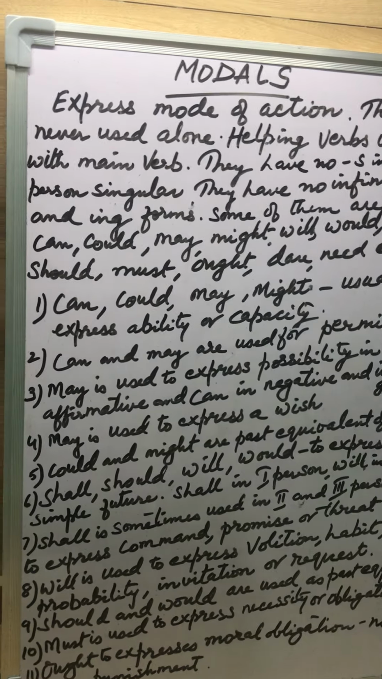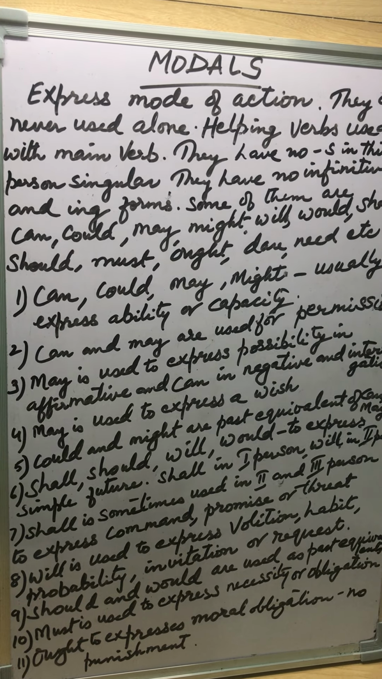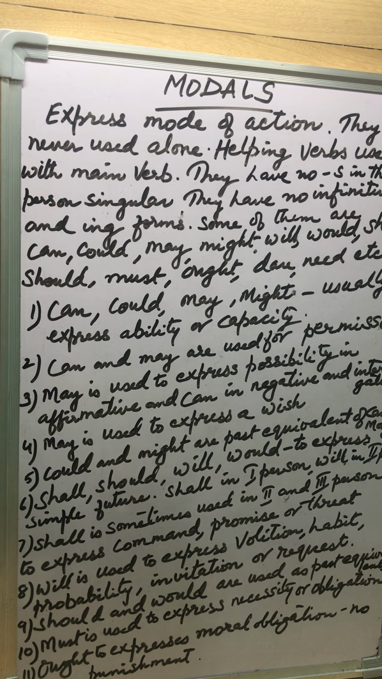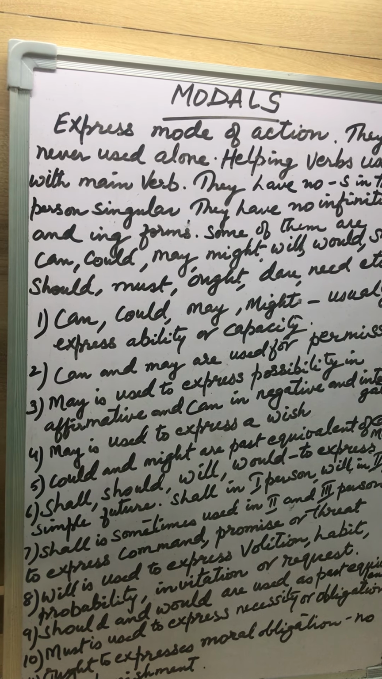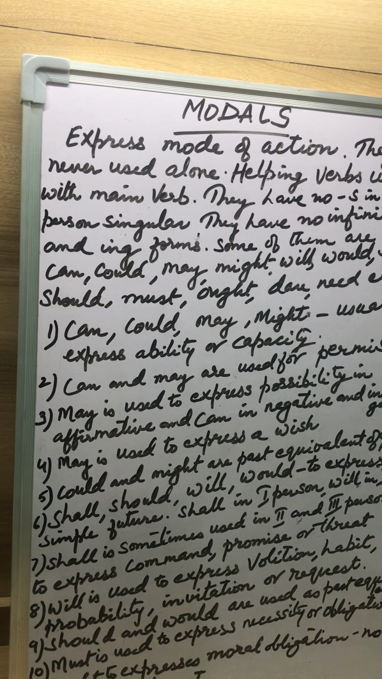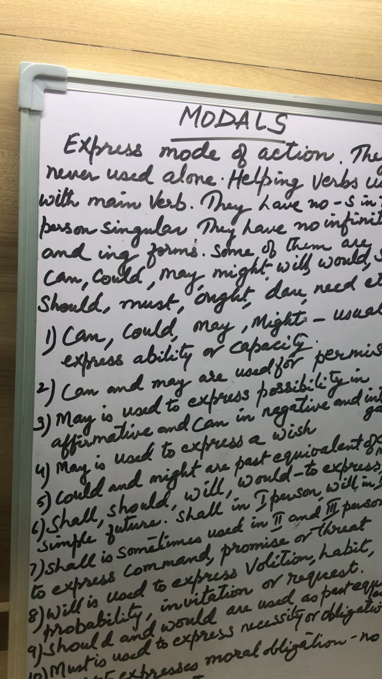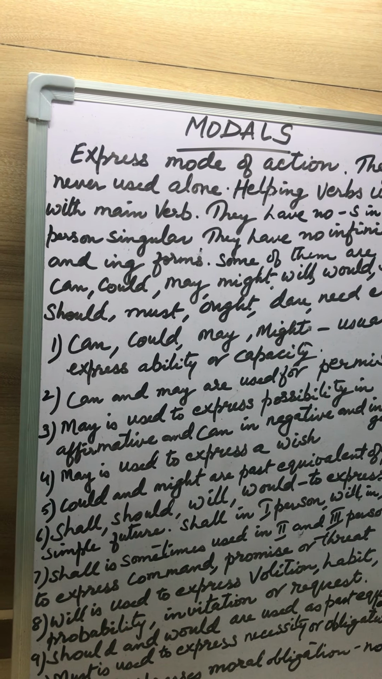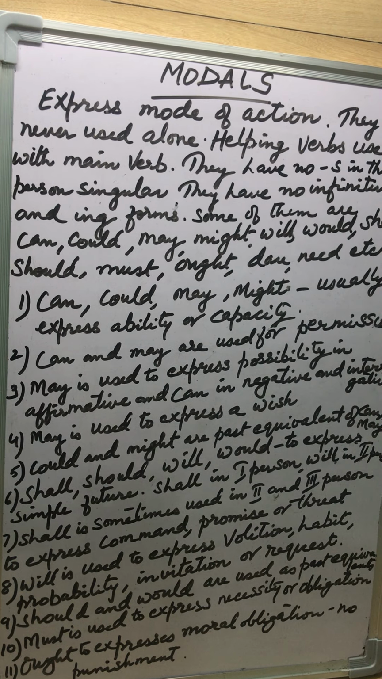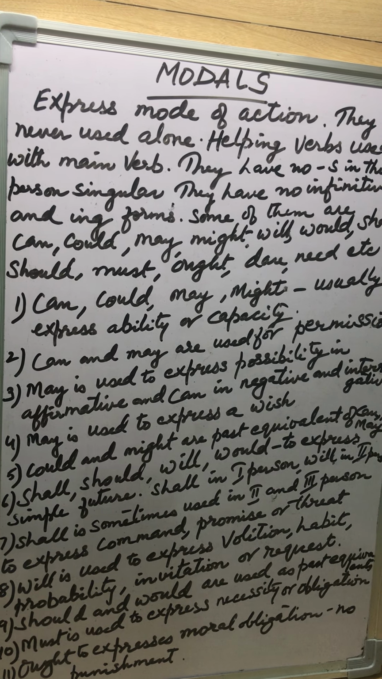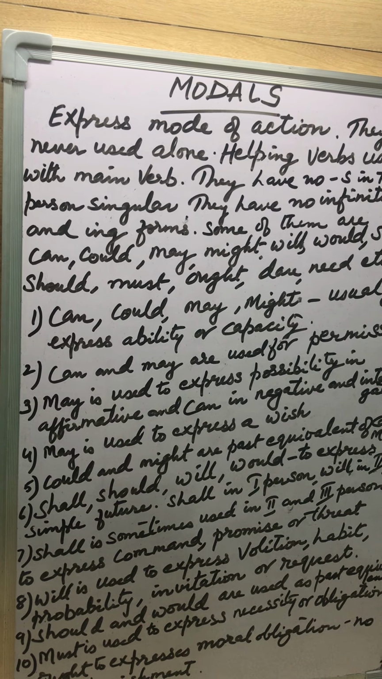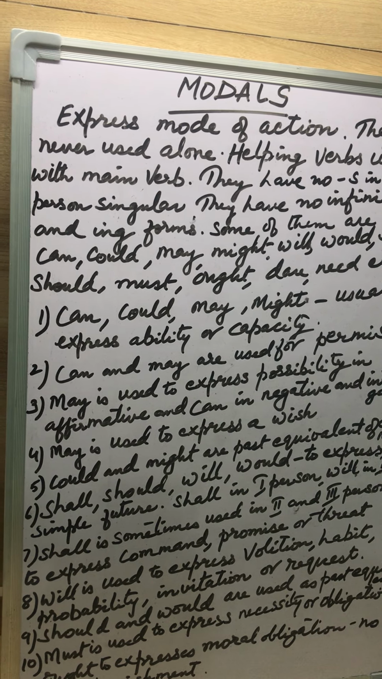As for example, I can swim across the river. I have that ability, the skill to swim. I can swim. He can work very hard. Can you lift this box? So, the modal can is used to show ability or capacity.